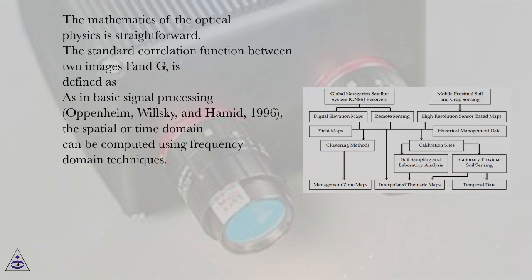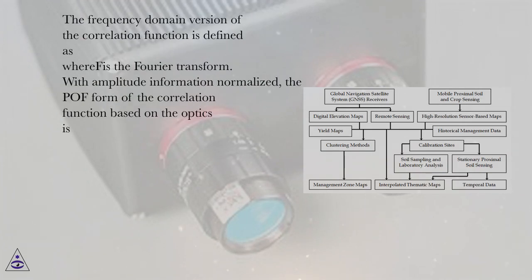The mathematics of the optical physics is straightforward. The standard correlation function between two images phi is defined as in basic signal processing (Oppenheim, Willsky, and Hamid, 1996). The correlation in the spatial or time domain can be computed using frequency domain techniques. The frequency domain version of the correlation function is defined as shown, where F is the Fourier transform. With amplitude information normalized, the POF form of the correlation function based on the optics is as shown.